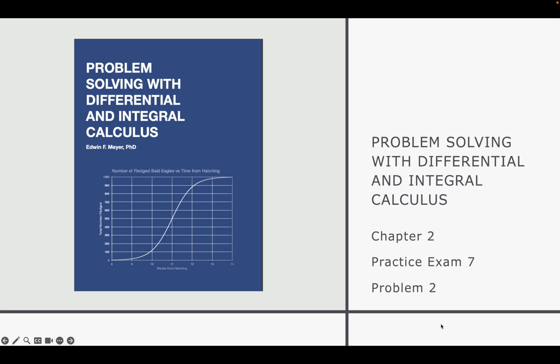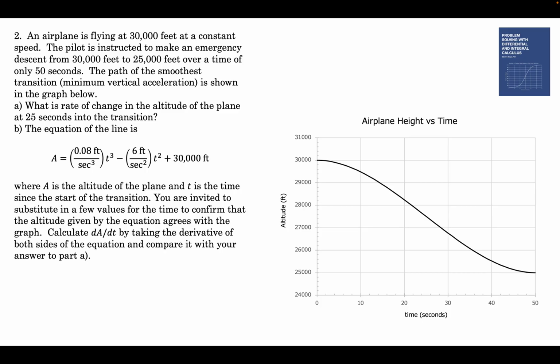This is problem 2 on practice exam 7 of chapter 2 in the book Problem Solving with Differential and Integral Calculus. We have an airplane flying at 30,000 feet and has to make an emergency descent to 25,000 feet over only 50 seconds. So the path of the smoothest transition, which is a great calculus problem to figure out, is given to you right here, is this.